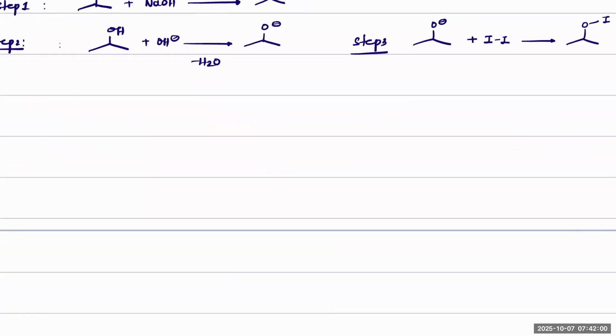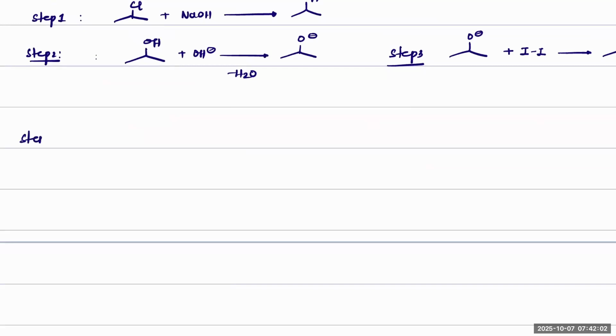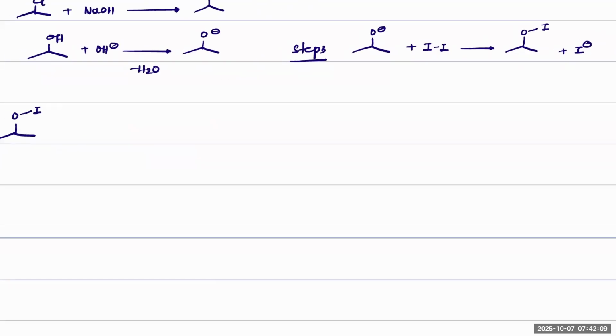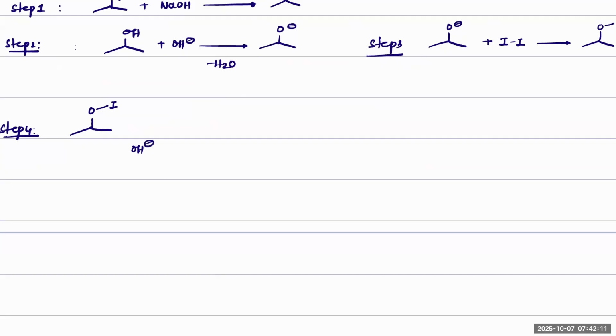Step 4: O and I here, correct? And then OH minus, the hydrogen which is present here, it can take this H plus, the bond will shift, I minus will come. So again, you will get this into keto form plus H2O plus I minus.